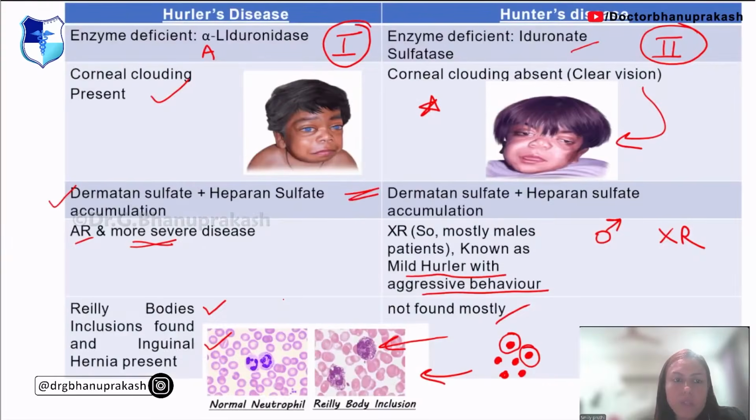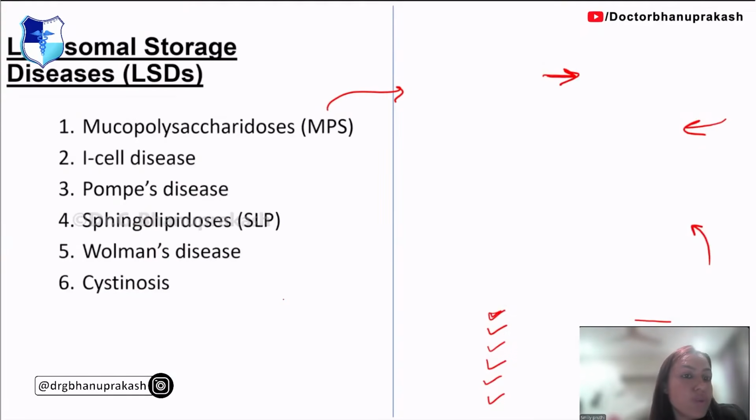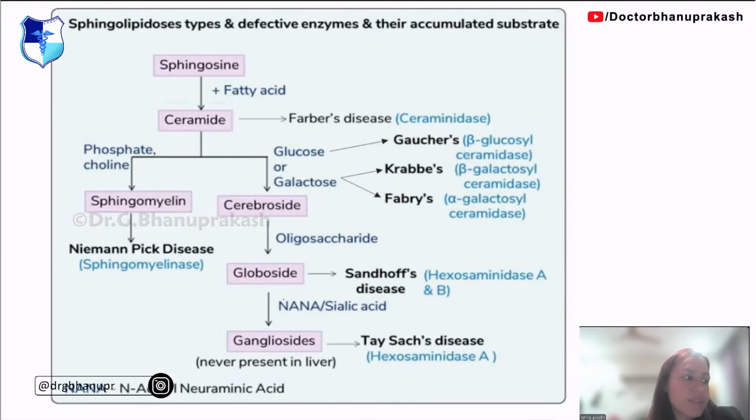Coming back to this slide, where I have given you the list of all the lysosomal storage diseases: MPS, I-cell disease, Pompe's, sphingolipidosis, Wolman, and cystinosis, right? Okay, next coming to sphingolipidosis. First, see this chart of sphingolipidosis. Let me take the highlighter.